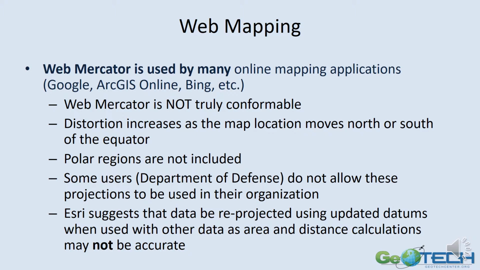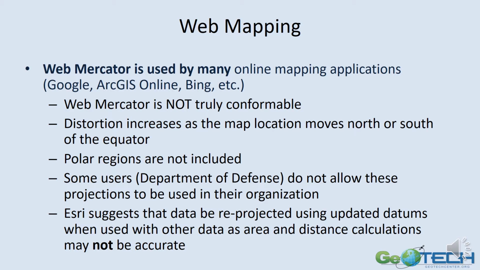One thing is, a lot of the things we see today online, especially on our computers, is Web Mercator. It's used by many online mapping applications such as Google, ArcGIS Online, Bing, and many others. Web Mercator is not truly conformal, and distortions increase as the map locations move north or south of the equator. Polar regions are also not included. Some users, such as the Department of Defense, because they require high accuracy, do not allow these projections to be used within their organization for analysis.